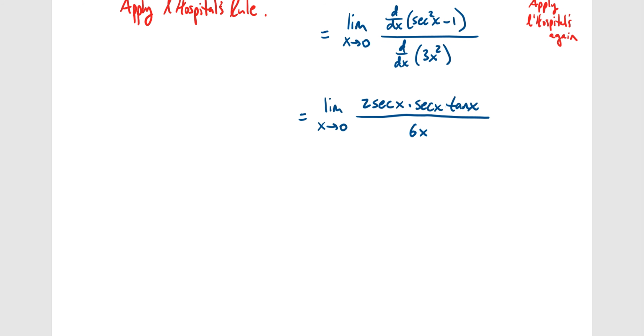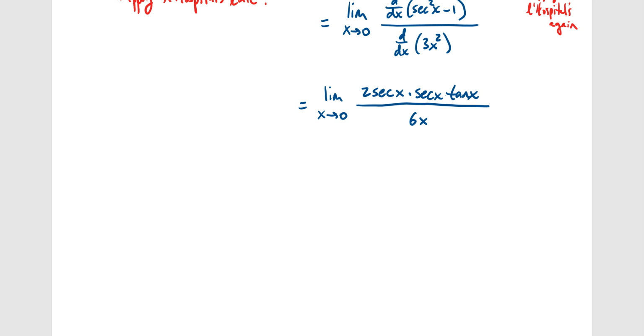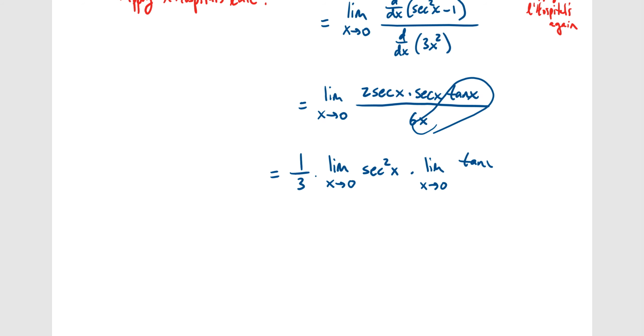And I'm going to pull a little bit of a trick here. First, I'm going to write 1/3 out front from the 2 divided by 6 is 1 over 3, just a constant. I'm going to split this up. I'm going to do the limit as x goes to 0 of secant times secant, which is secant squared. And then I'm going to do times the limit as x approaches 0 of whatever was left over, which was tangent of x over x. So this is just rewriting it using limit properties.